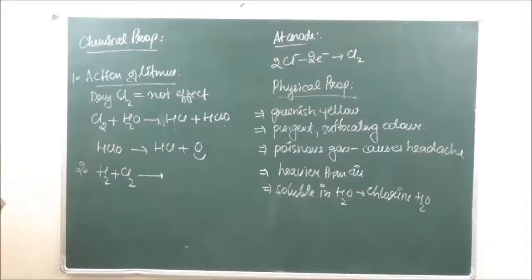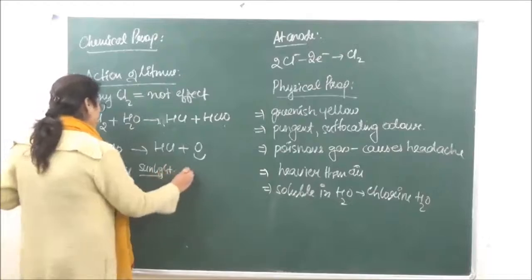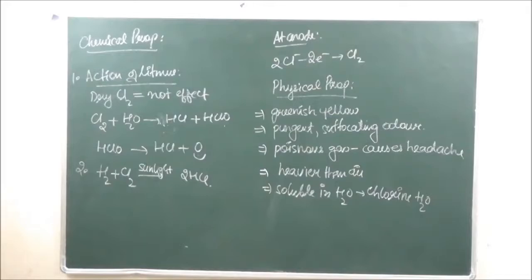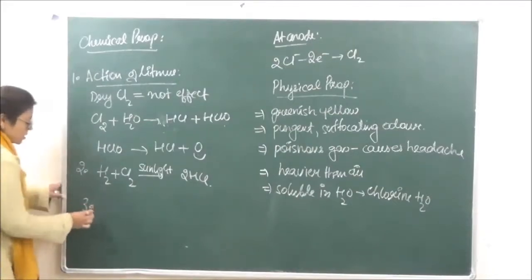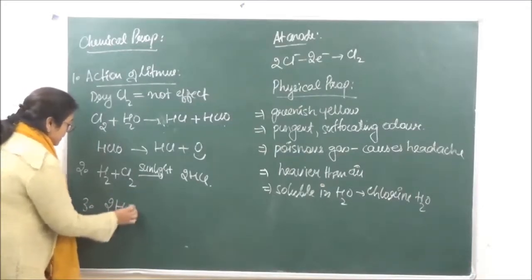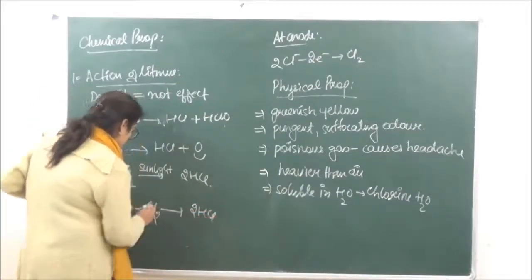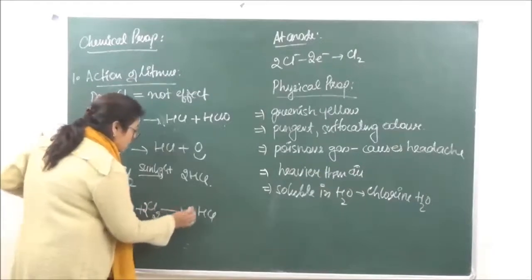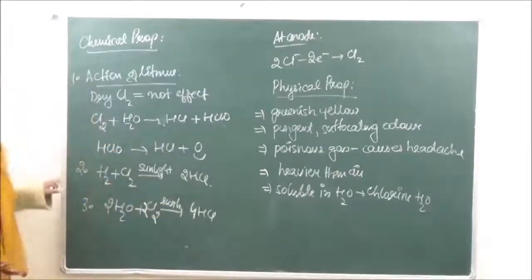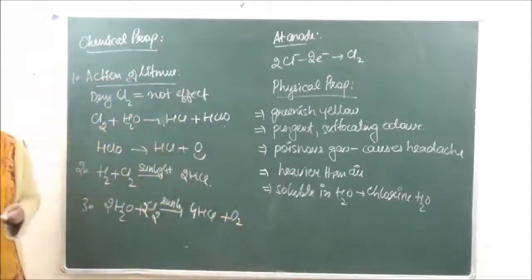हाइड्रोजन के साथ जब ये कंबाइन करता है in presence of sunlight, it is going to form hydrochloric acid, HCl. ठीक है? फिर उसके बाद नंबर 3, action with water. वाटर के साथ it is going to again give us HCl. Again the reaction is going to take place in presence of sunlight. ठीक है? So it is going to give us HCl plus oxygen. So this is the third reaction.